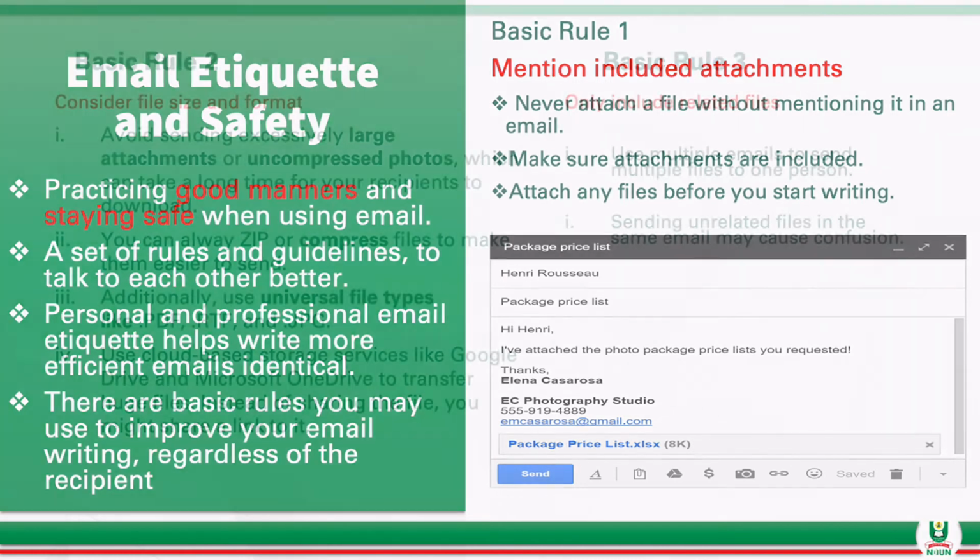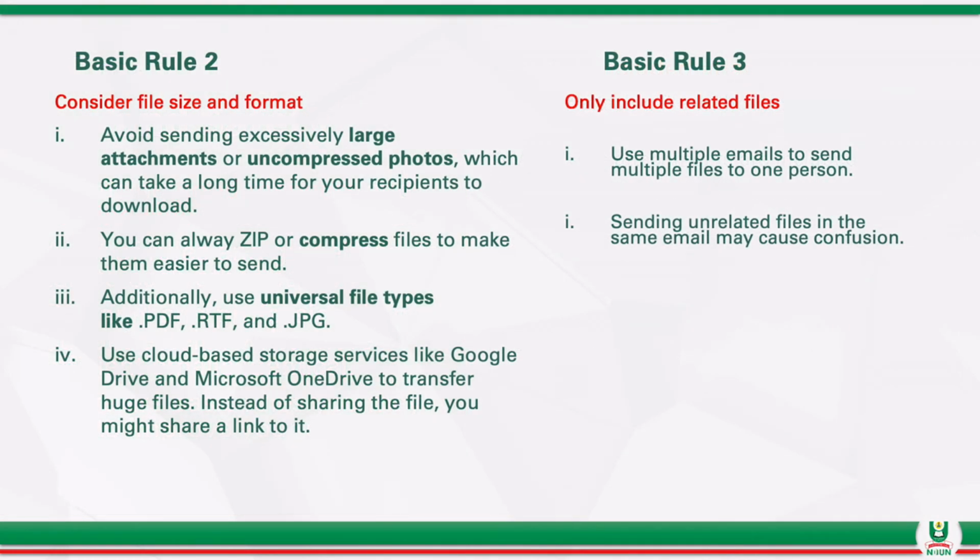The second rule is to consider the file size and format. What do we mean by this? You avoid sending excessively large attachments, and if you don't compress them, it takes time for your recipient to download, and it's sometimes very annoying, so the person may not even feel like downloading the vital document you are sending. So what do you do? You zip it, and once you zip it, you can use universal file formats like PDF, JPG, all of that.